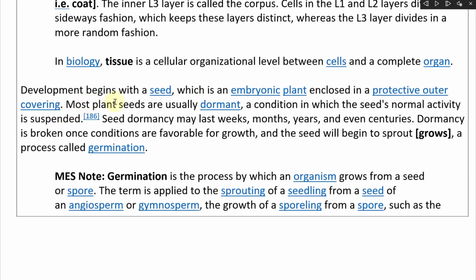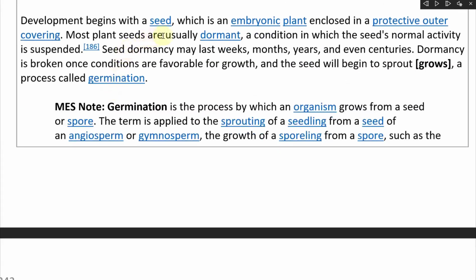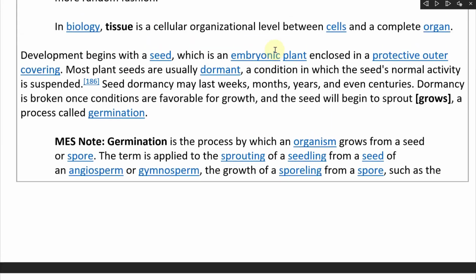So development begins with a seed, which is an embryonic plant enclosed in a protective outer covering. Most seed plants are usually dormant, a condition in which the seed's normal activity is suspended. Seed dormancy may last weeks, months, years, and even centuries. Dormancy is broken once conditions are favorable for growth, and the seed will begin to sprout or grow.